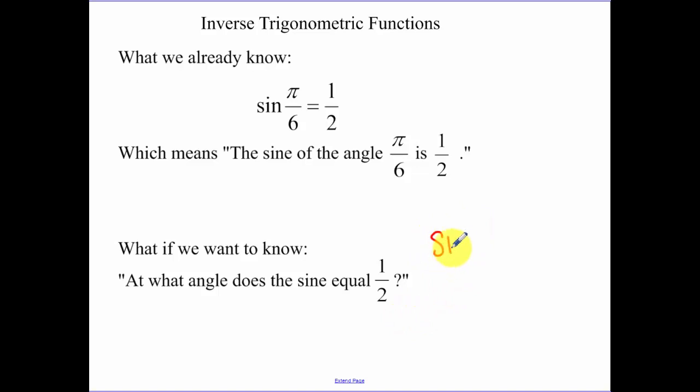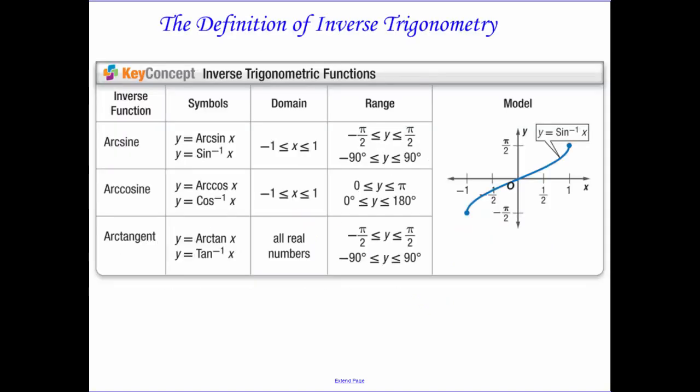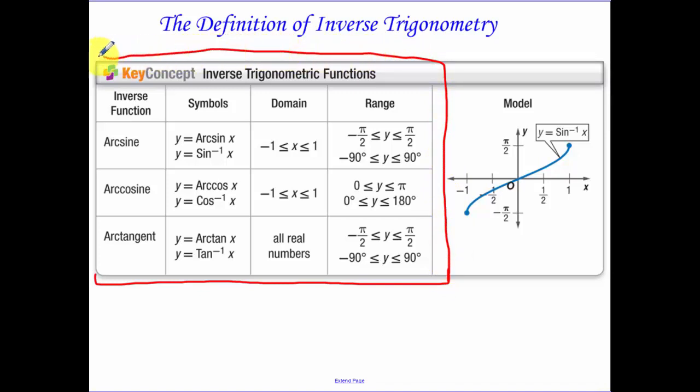That's going to be the inverse sine, and that's what that notation looks like. At what angle is our sine equal to 1/2? Because of how our inverse trig functions look, I want you guys to write down the left half of the chart. You don't have to worry about writing down the graph. So, inverse trig functions: arc sine, arc cosine, arc tangent.